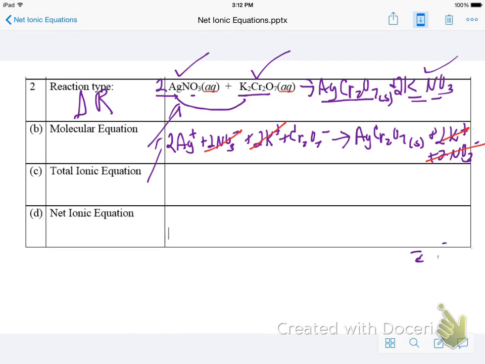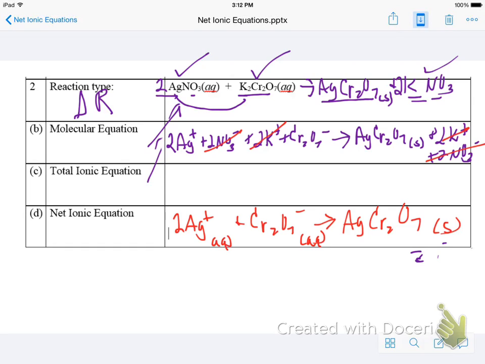So I have 2Ag plus Cr2O7, and I get Ag2Cr2O7. And this is a solid, and these are aqueous.